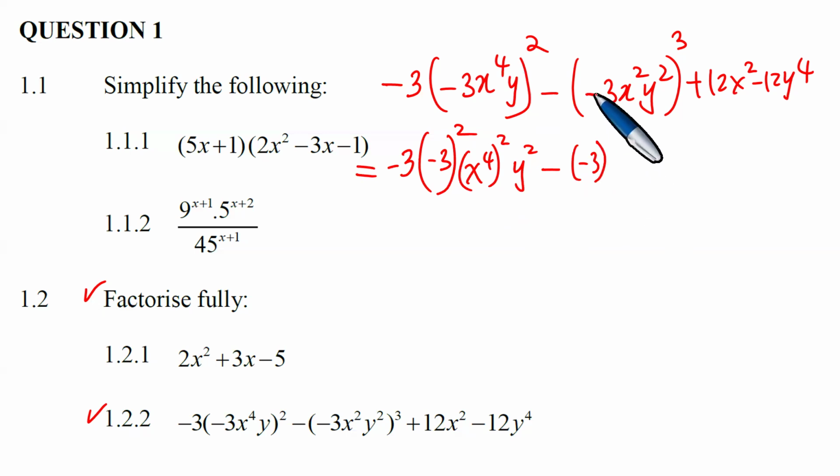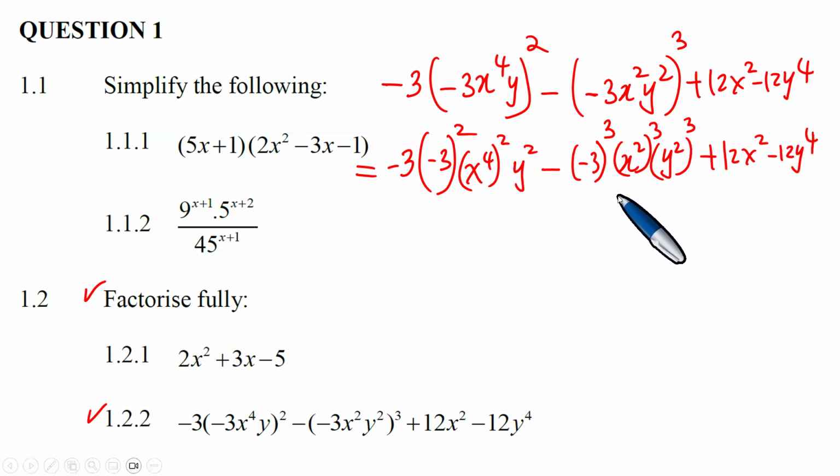So there's a minus 3 here, but everything here is in brackets cubed. So we must write therefore minus 3, you cube it like this. And then we have x squared, you also cube. And then you have y squared, you also what? You also cube. Plus 12x squared minus 12y to the what? To the 4th power. Okay, so we continue.